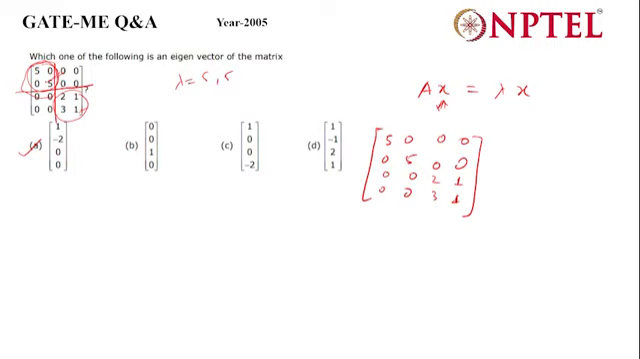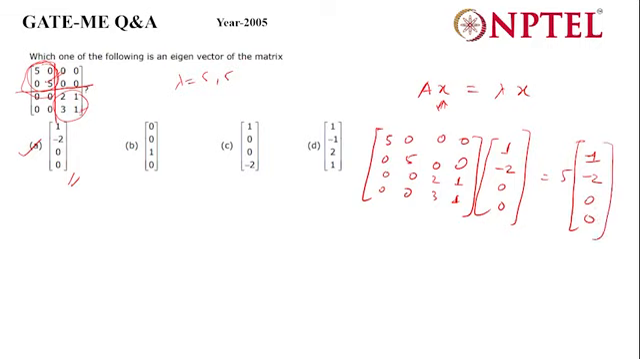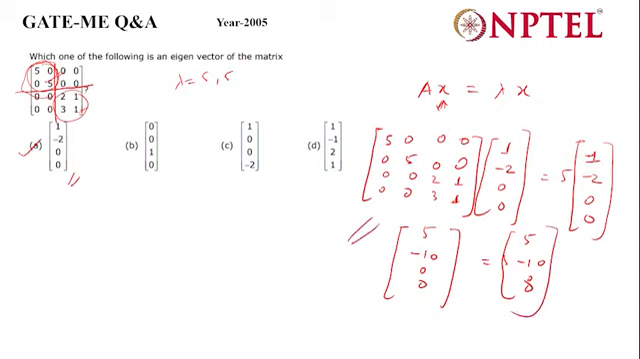Now we will go with the options. Firstly, we were lucky, the answer was the first. We will write the first vector, this one, 1, minus 2, 0, 0, and your lambda is 5. Again we'll write x as 1, minus 2, 0, 0. If you solve this, it will come as 5, minus 10, 0, 0, and this side also it will come as 5, minus 10, 0, 0. So this vector satisfies this equation for you. So this will be your answer.